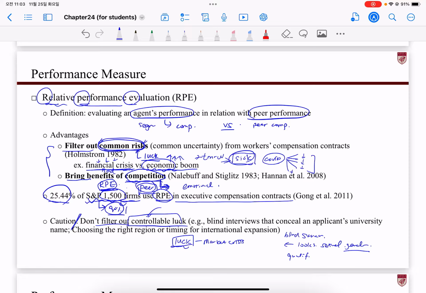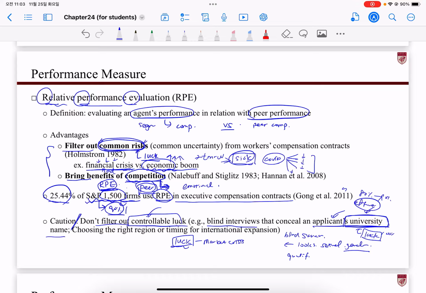But what this means is that you shouldn't be filtering out everything. Something like the applicant's university name can still be shown to the interviewer. Why? Because university is not purely based on the applicant's luck, right? You just don't get into a university purely out of luck. I would say 80% or even 90% is based on effort, right?